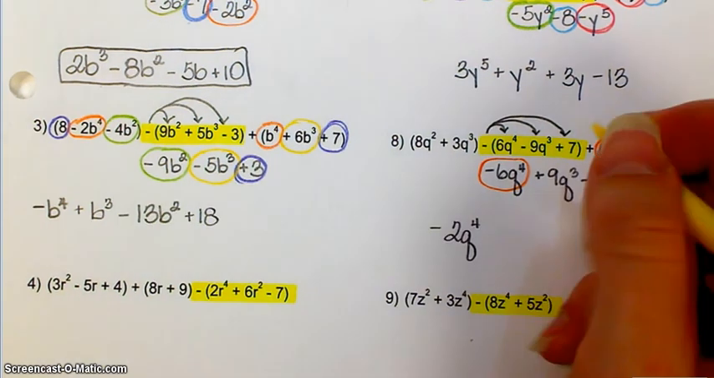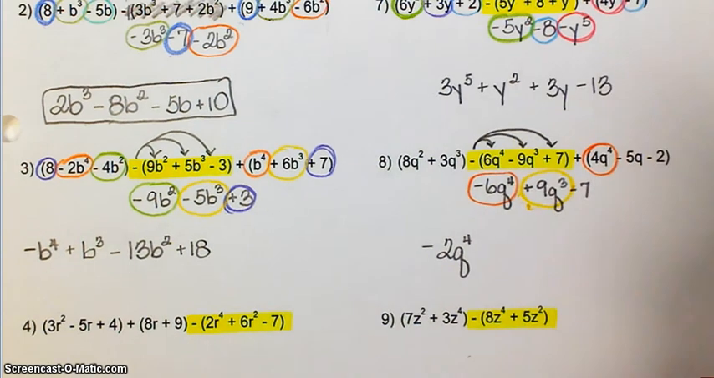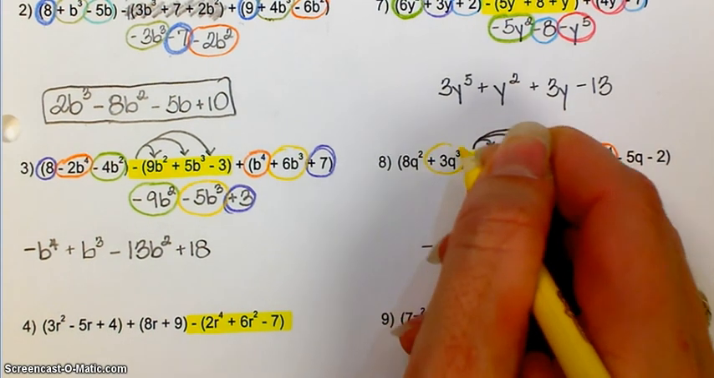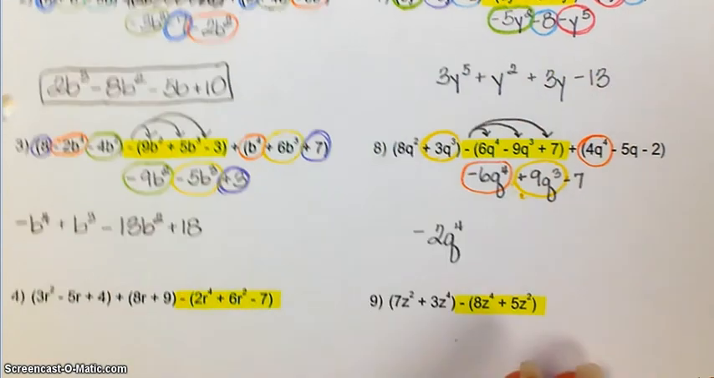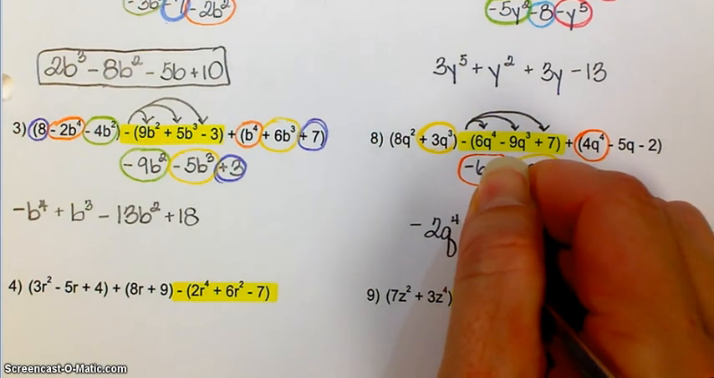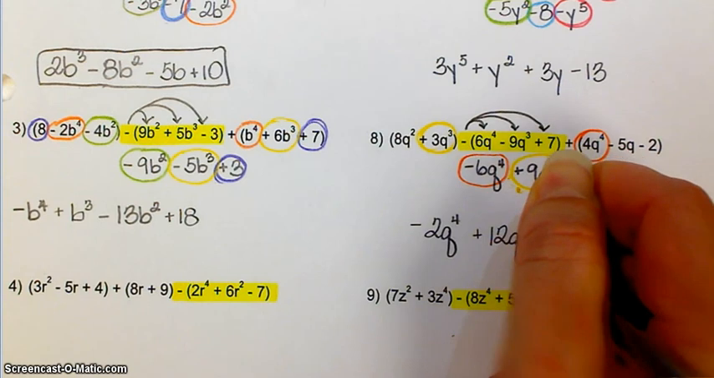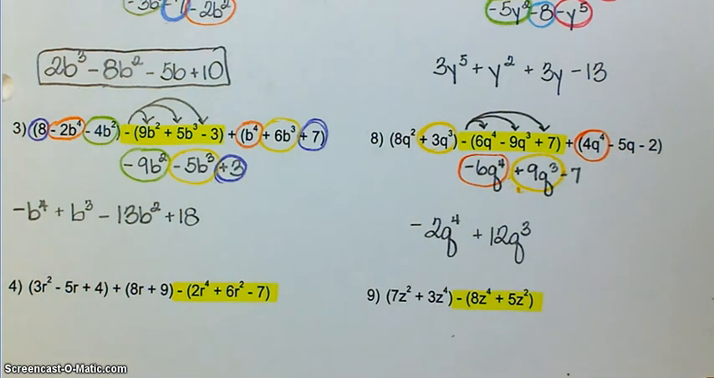Anything to the 3rd power? I have a positive 9q to the 3rd right here. A positive 3 to the 3rd q right there. Those two together are going to be positive 12q to the 3rd. Good so far? Is it feeling like rocket science? No? Good, it shouldn't. All right, to the 2nd power.